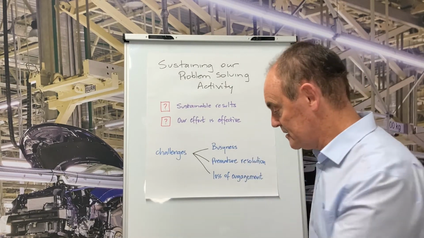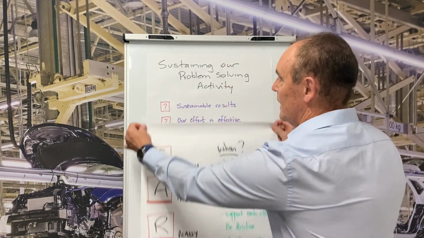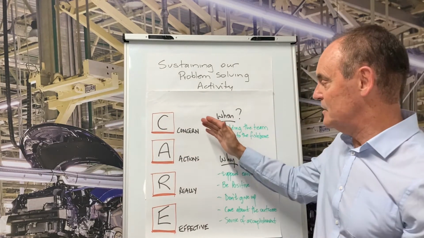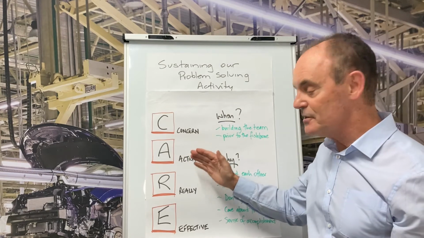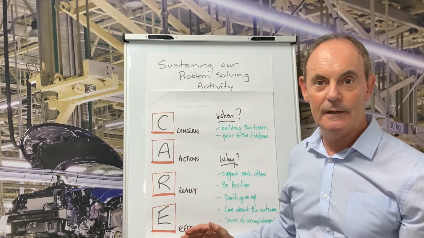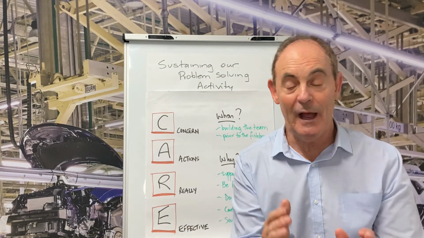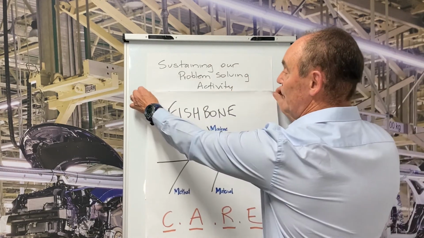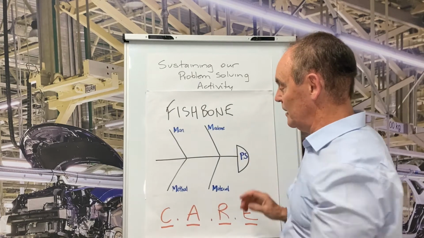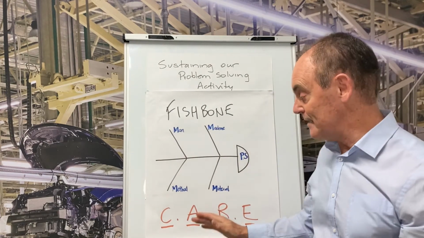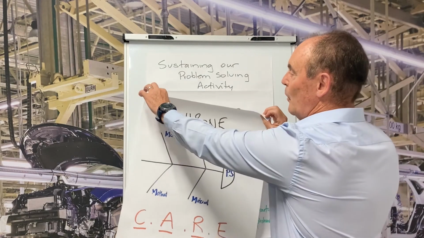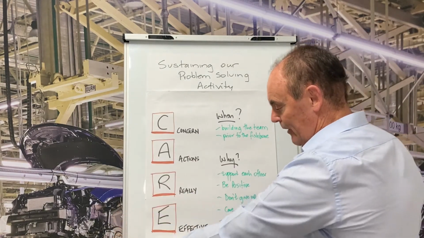Now, this particular tip hinges around caring about the outcome. The acronym is CARE: the concern that our actions are really effective. And I found this to be very powerful. And when do we do this? I would include this when you're building the team, or even I would put this acronym CARE onto the fishbone. So why should we care about the outcome?